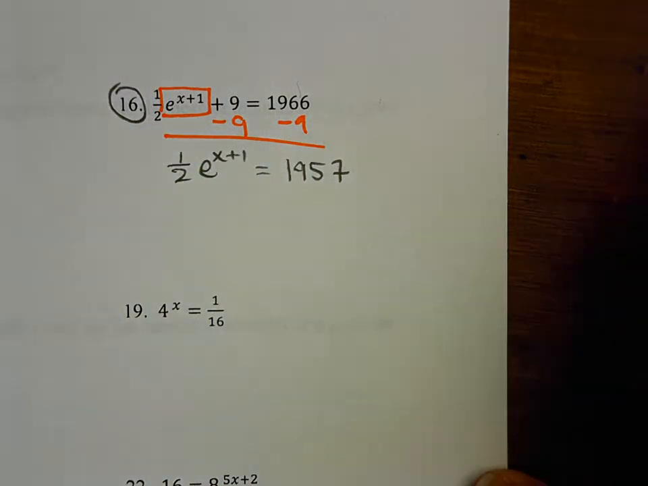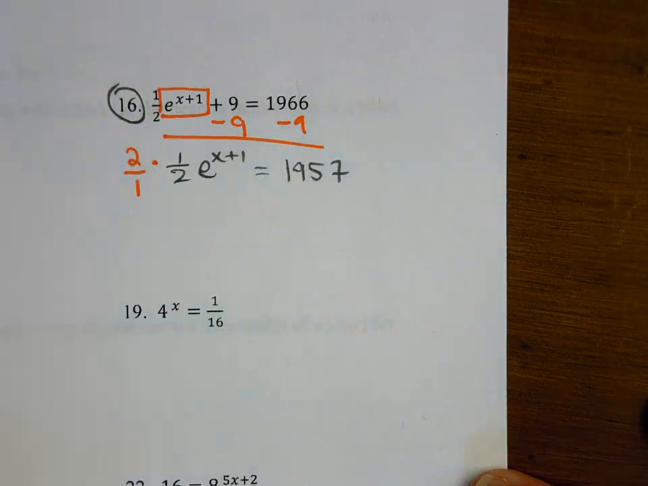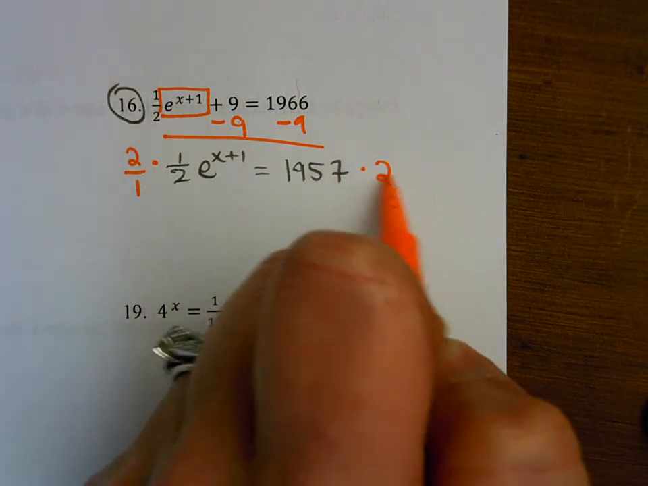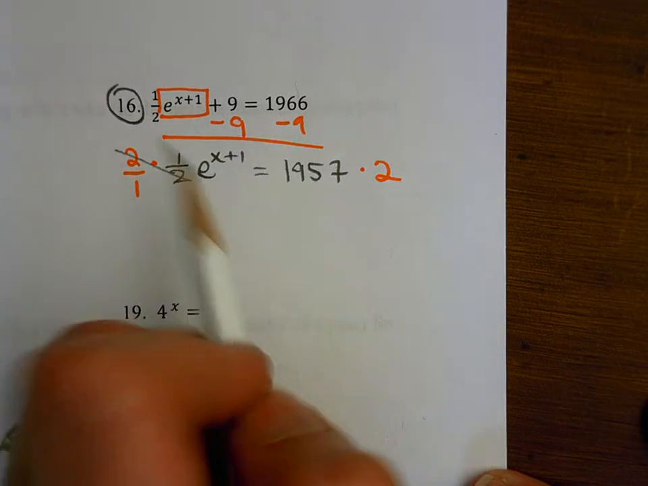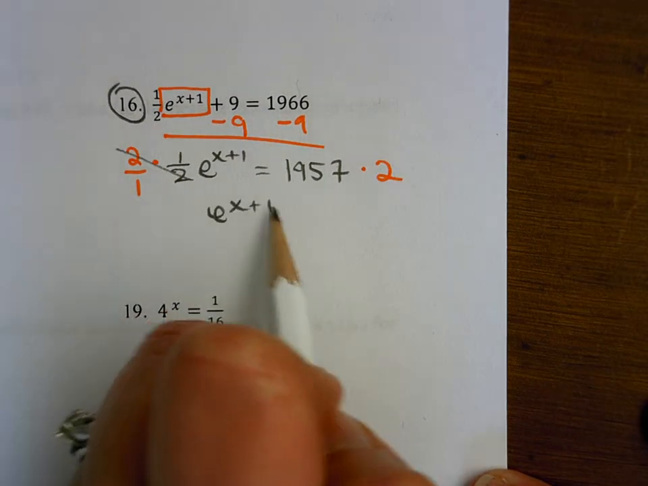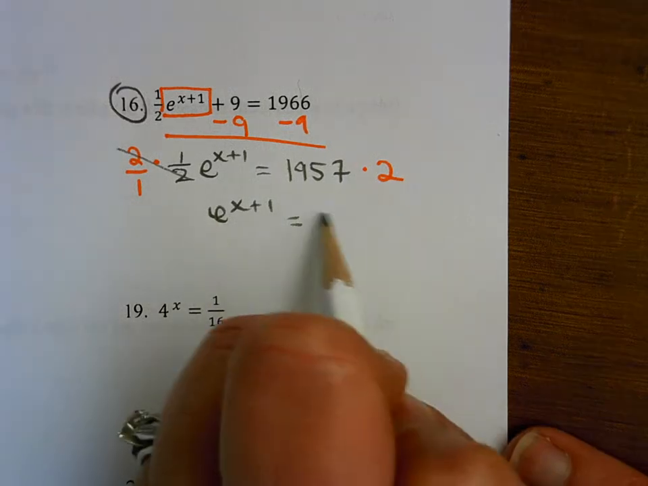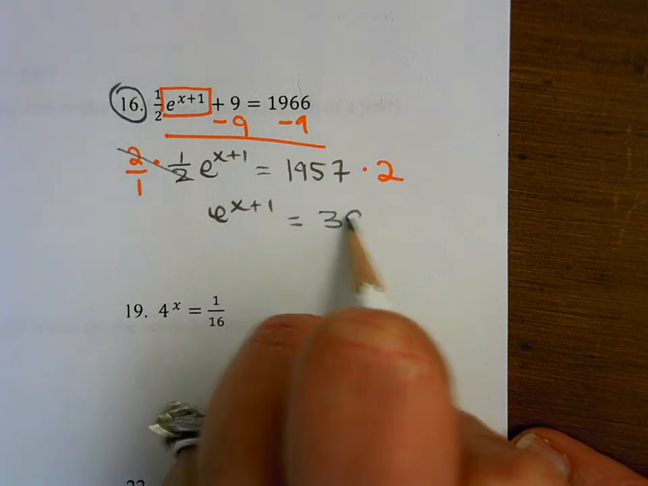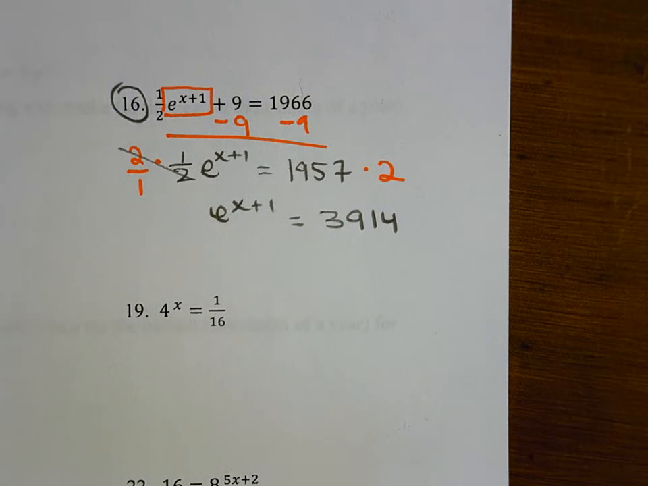And then I still want to get rid of the 1/2, so I'm going to multiply by the reciprocal. So I'm going to multiply by 2 over 1, which is just 2. And so this will reduce down to 1. And then 2 times 1,957 is 3,914. So I'm just doing that in my calculator.